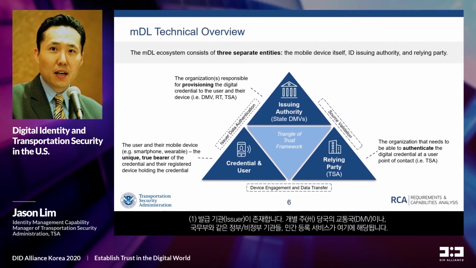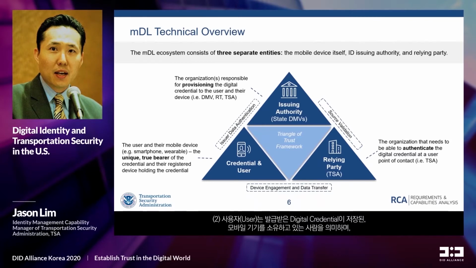Number one, you have the issuing authority, like the Department of Motor Vehicles of individual states, or other government entities like the Department of State, or even non-government entities, or even private enrollment services. So any company can essentially become an issuing authority for digital identity, which they largely do today. Large companies represented in this forum issue their own employee credentials, for example.